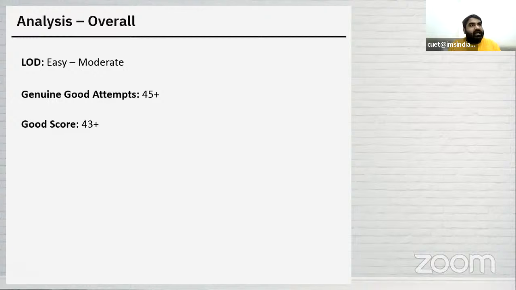Overall, पिछले attempt के लिए the cutoff was around 40 to 41. This time, the cutoff is going to go slightly higher, and we are expecting that 43 could be a good enough score that you should be targeting to be able to get through to the next round.